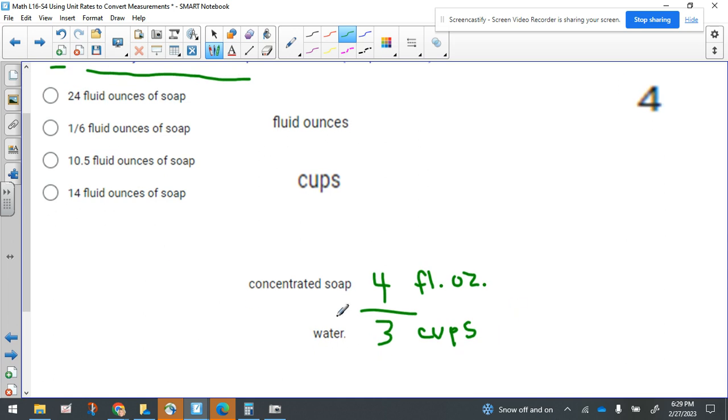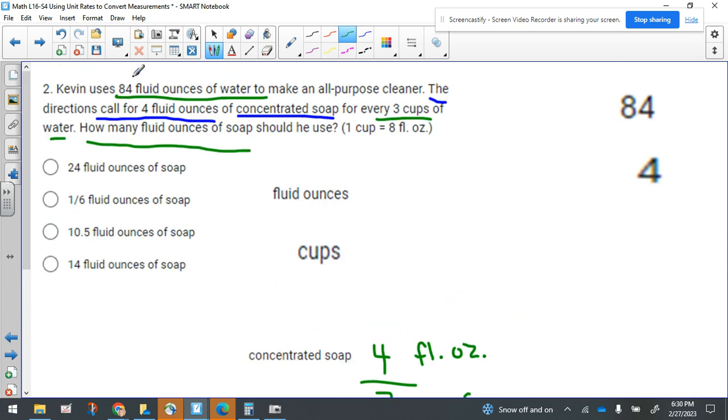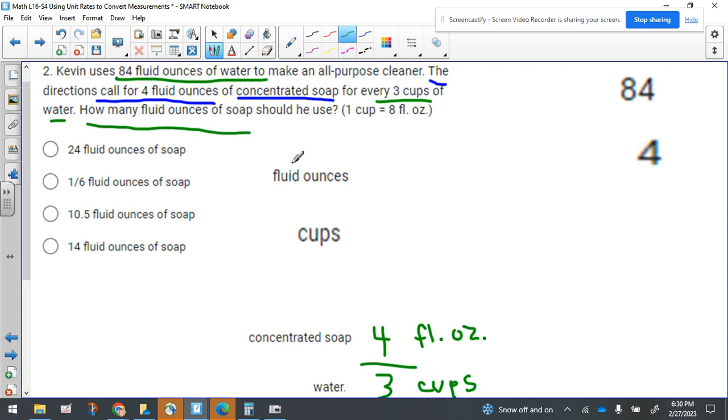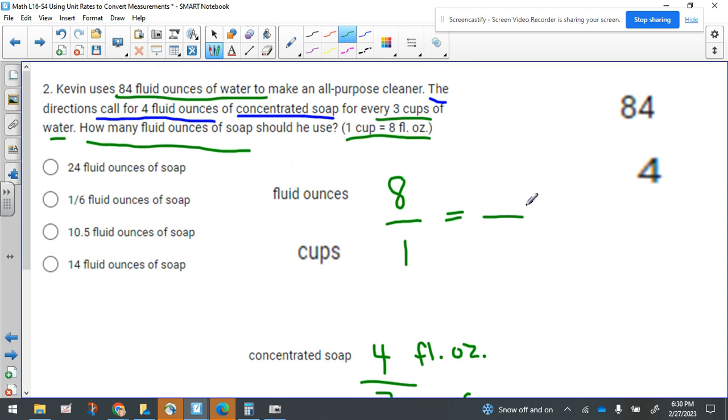Now, we need to convert this to cups because the water here is talking about cups. So how would we do that? Well, we need to know the fluid ounces to cups conversion, which we look right here. So there's 1 cup for every 8 fluid ounces. Now what we need to figure out is where to put this 84, right? It's 84 fluid ounces, so we would put that on the top because the top is talking about fluid ounces and the bottom is talking about cups. So we need to solve for C.